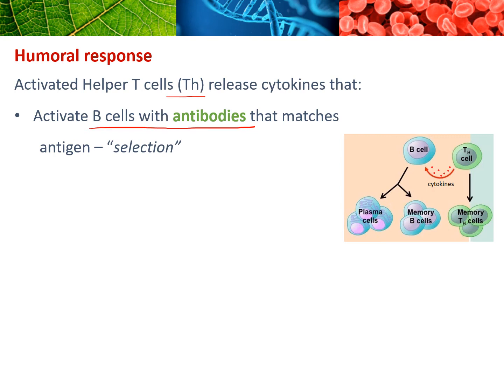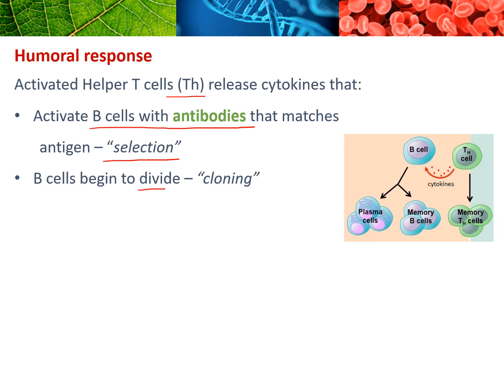When a helper T cell finds a B cell with the same antibody that matches that antigen, it will select that cell. It's just a specific term we use. That B cell has been selected. Then what we're going to need is more of those B cells. Okay, we've got the right B cell with the right antibodies, so we want more of them.